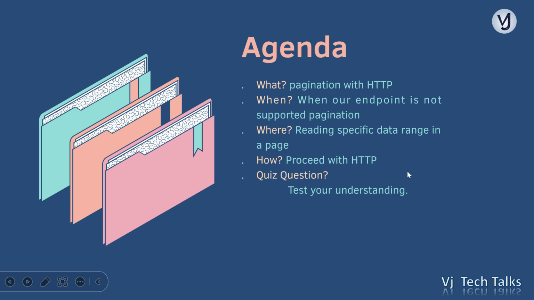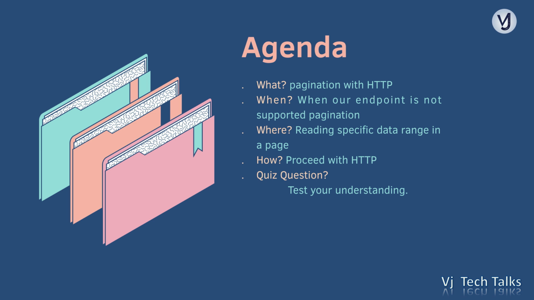In pagination, your entire file is divided into chunks, which are then read one at a time, so that each chunk can be viewed in its entirety. We refer to that as pagination. That is the reason we are using HTTP to implement it. In the event that your endpoint does not support pagination, we can accomplish our objective in this manner.